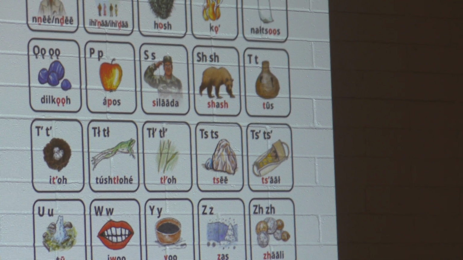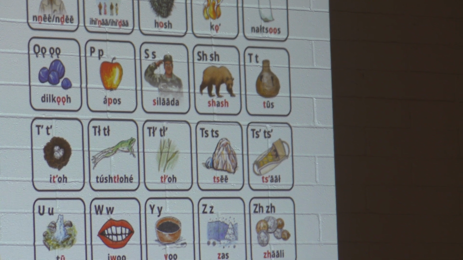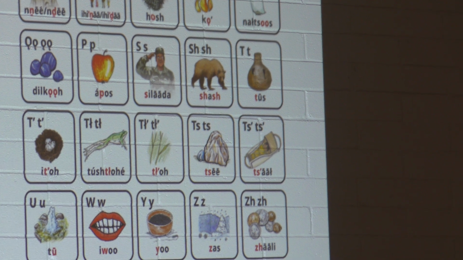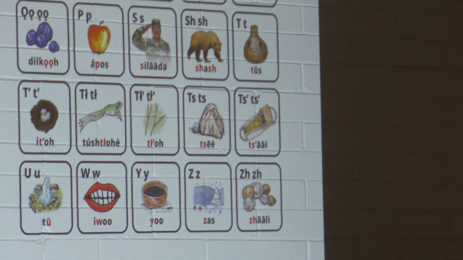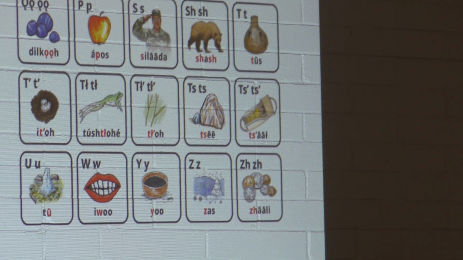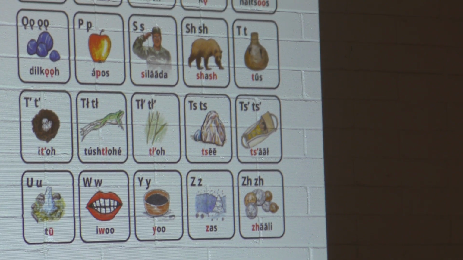And then you have the traditional Apache water jar. Tus, that's a T. And then you have the same T also with an apostrophe, so that makes it glottalized. The linguists say ito, that's the best. Ito. And then you have a word for frog with a T followed by a barred L. Tush tlohe, something that flops into water, I guess. Tush tlohe. Okay, and that's not that common a sound. The T barred L is not that common.